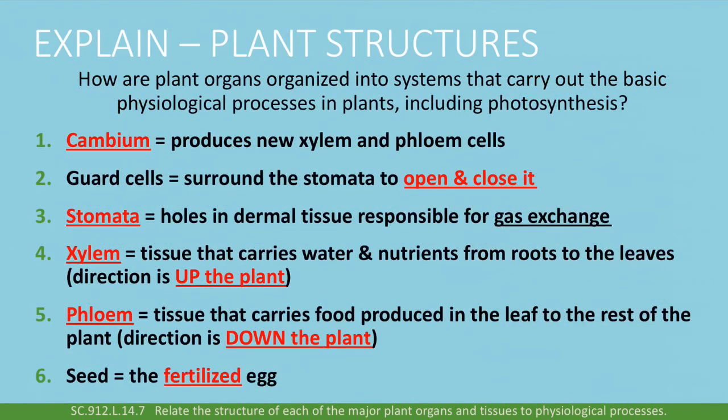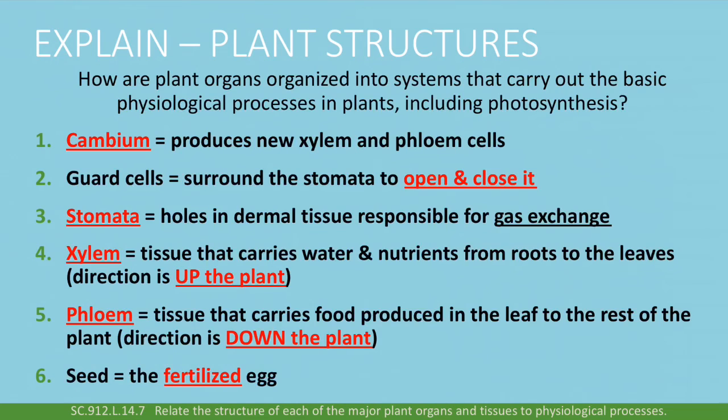Next up, we have different plant structures. We have the cambium, which produces new xylem and phloem cells. We have guard cells, which are on your leaves, and they surround the stomata to open and close it. Your stomata is found on the leaf itself, on the bottom of the leaf. A stomata is a hole in the dermal tissue, and it is responsible for gas exchange.